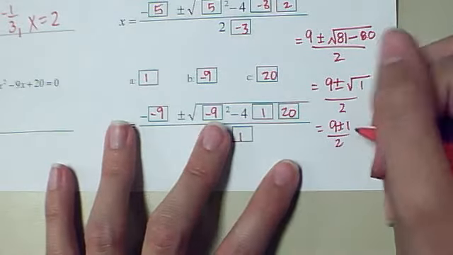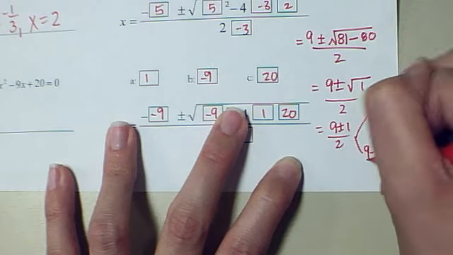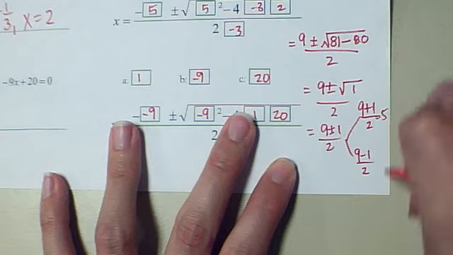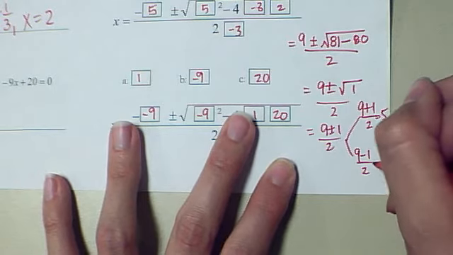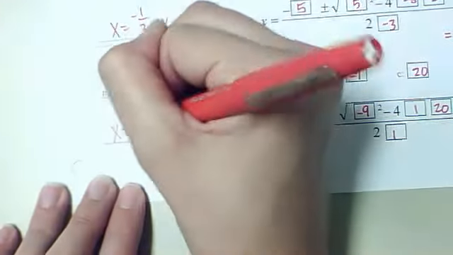And then we're going to split it into 9 plus 1 divided by 2, and 9 minus 1 divided by 2. If I have 9 plus 1, that's 10, divided by 2 is 5, and 9 minus 1 is 8, divided by 2 is 4. So my two solutions are 5 and 4. x equals 4, x equals 5.